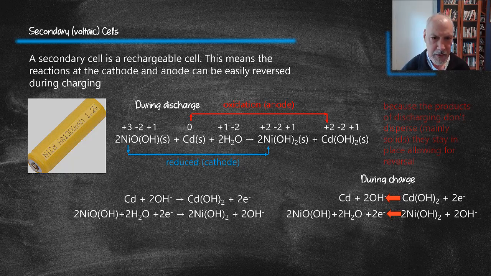Well, why can't all batteries be rechargeable? It's because the products of discharging don't disperse. In this case, we notice the presence of both solids, the nickel hydroxide solid and the cadmium hydroxide solid. They stay in one place, allowing for the reversal of the reaction. Many primary cells produce aqueous or gaseous products that spread out and hence are not easily reversed.